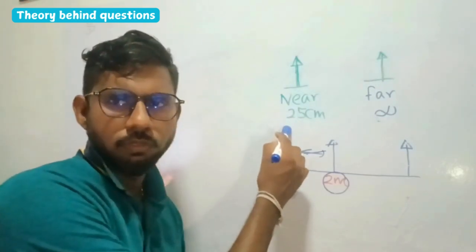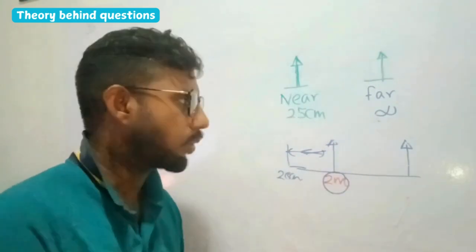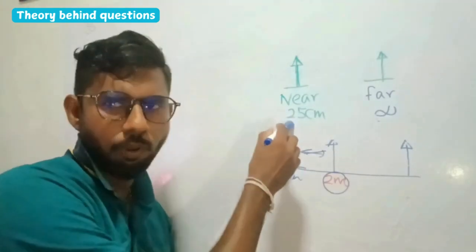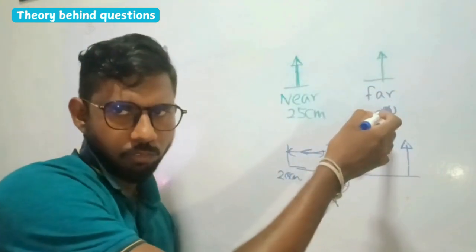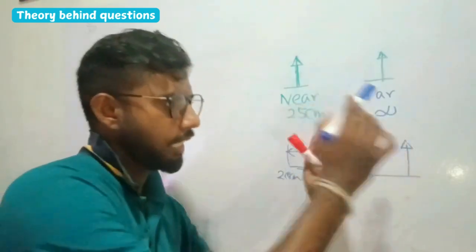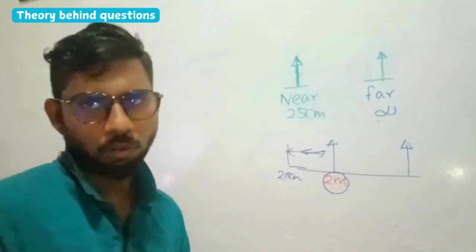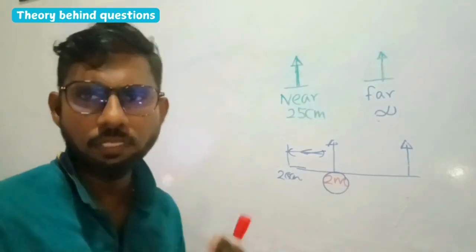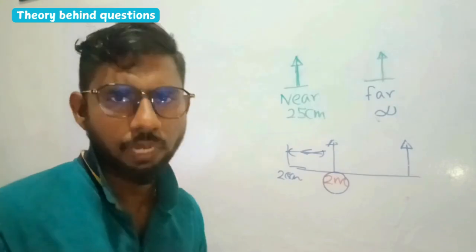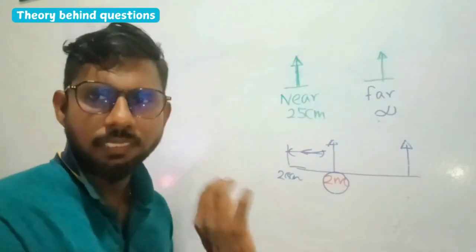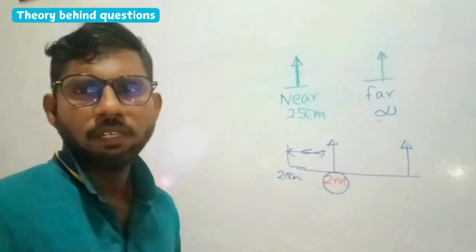We have short sightedness and long sightedness. In short sightedness, the near point is visible, infinity is not visible. In long sightedness, infinity is visible, near point is not visible. So basically we need to find the focal length or the power of the lens, and for that we need to apply the lens formula here.